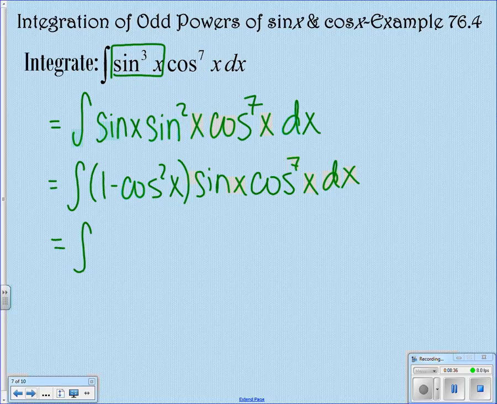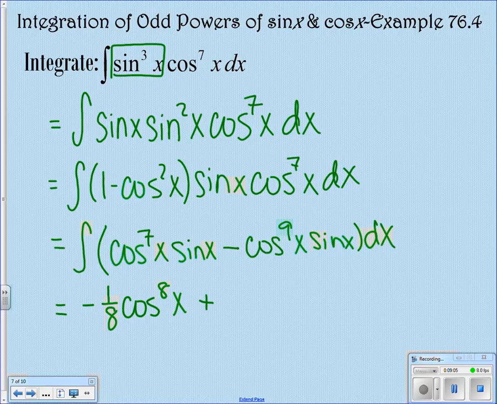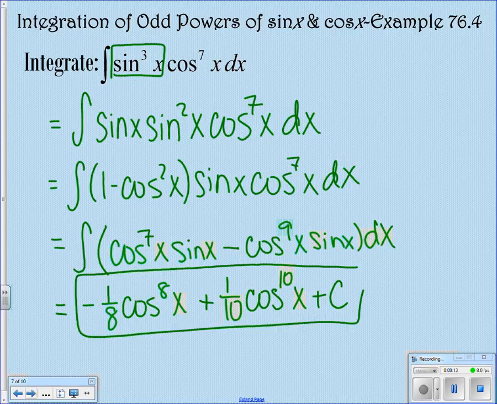So now we can distribute, and we'll have cosine 7 sine minus cosine to the 9th times sine, all times dx. So now we're going to integrate, and whenever you're integrating cosine, it's going to change sign, so it's going to be negative 1/8 cosine to the 8th of x, and then plus 1/10 cosine to the 10th of x, and then plus c. And so that whole thing will be your answer there.